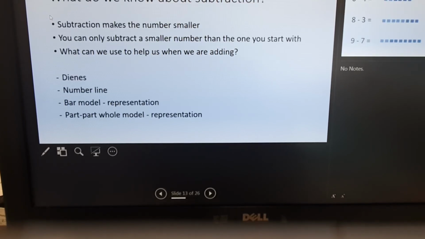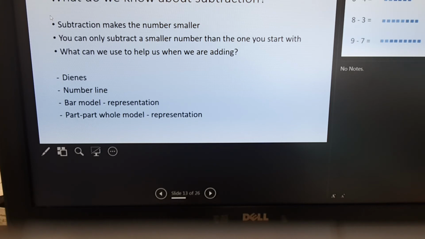So as before, we're going to start with some things that we need to know about subtraction. Subtraction makes our numbers smaller because we're taking things away. You can only subtract a smaller number than the one you start with. If I have 12 biscuits, I can't then eat 14 because I only had 12 to begin with.